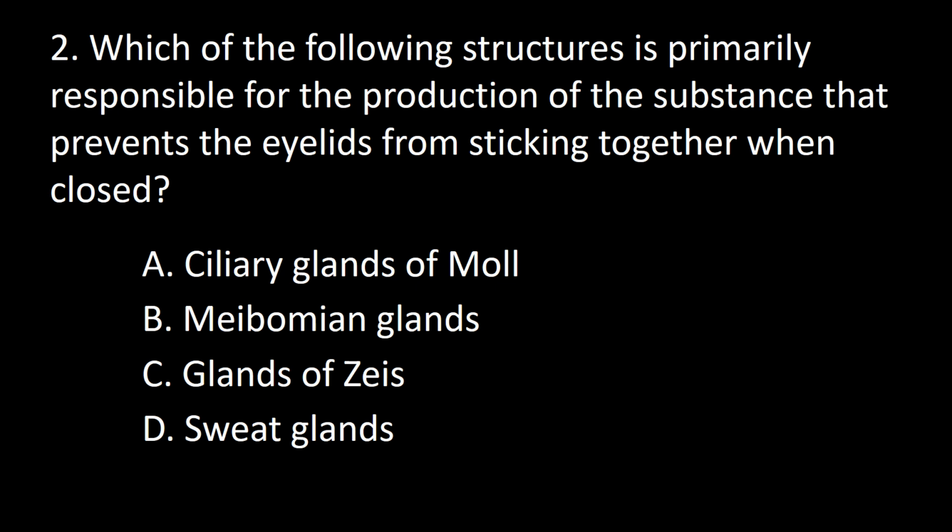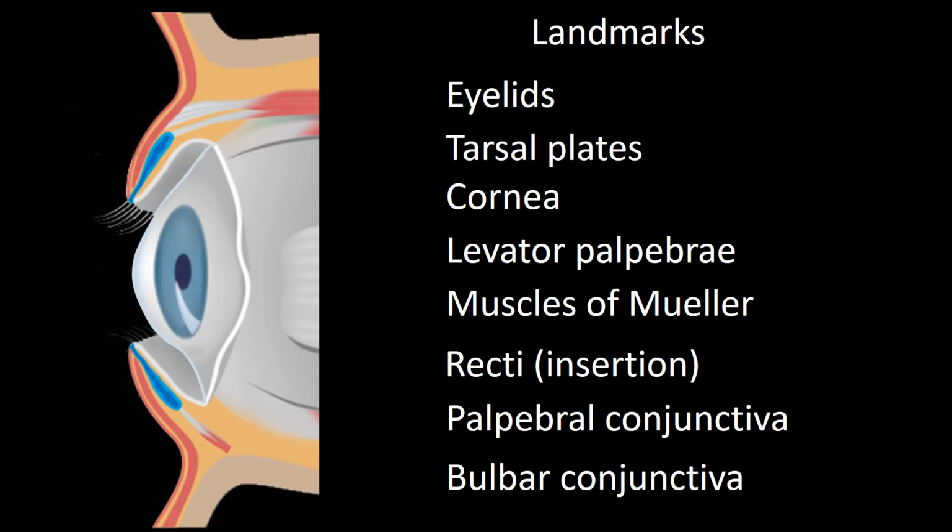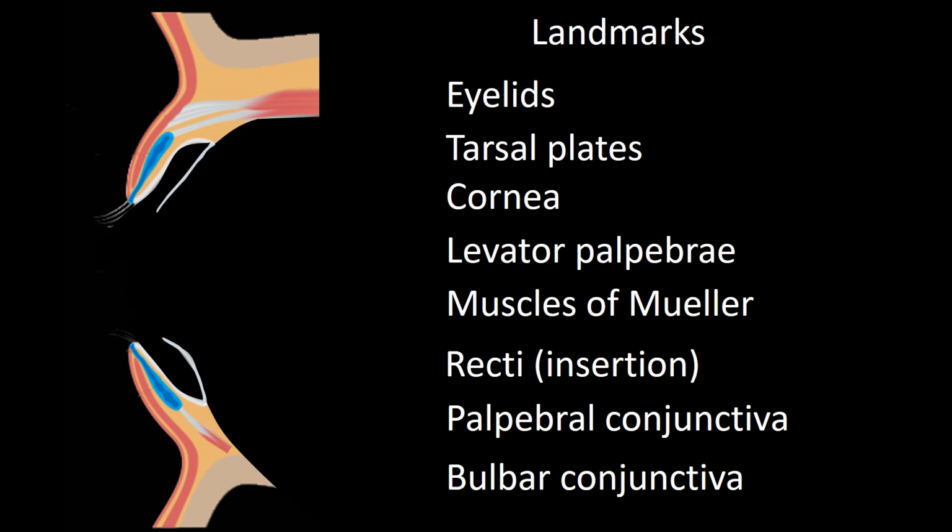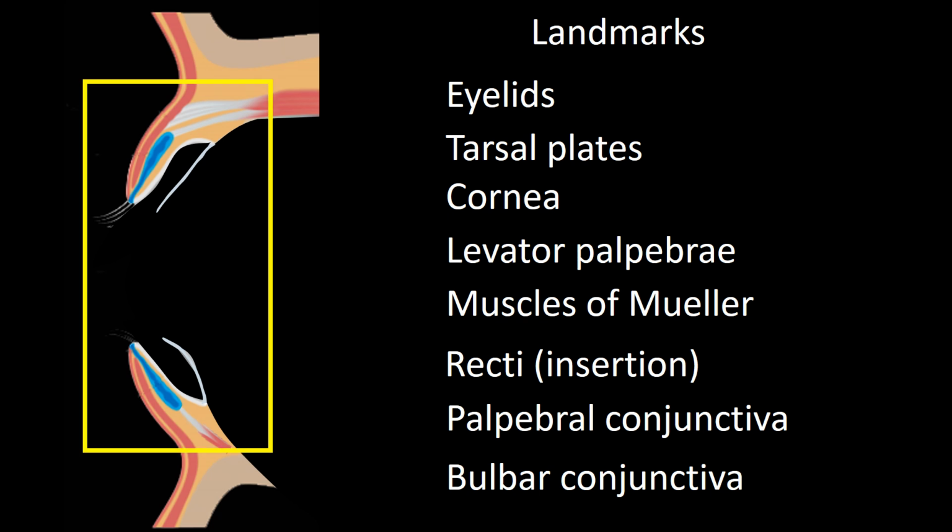Next question. Which of the following structures is primarily responsible for the production of the substance that prevents the eyelids from sticking together when closed? A. Ciliary glands of Moll. B. Meibomian glands. C. Glands of Zeis. D. Sweat glands. I will now remove from this cartoon the eyeball and other structures to emphasize the structures in the enclosed area. In this new cartoon, you can see eyelid structures in more detail.